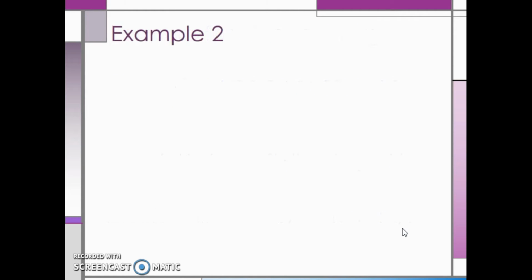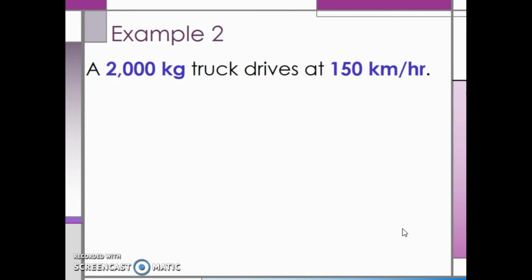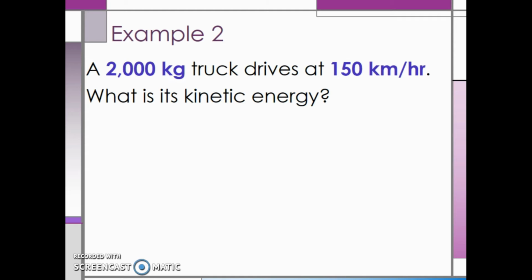Now that we have the formula for kinetic energy, let's look at an example. A 2,000 kilogram truck drives at 150 kilometers per hour. What is its kinetic energy? First, we should notice that the speed is given to us in kilometers per hour. However, looking at the units from the previous slide, we know the speed should be in meters per second. So we can convert 150 kilometers per hour into meters per second.